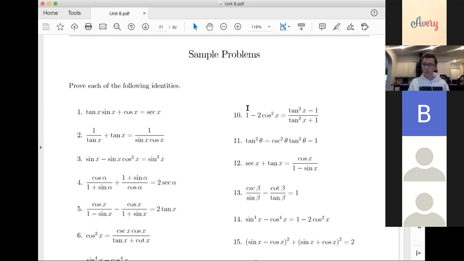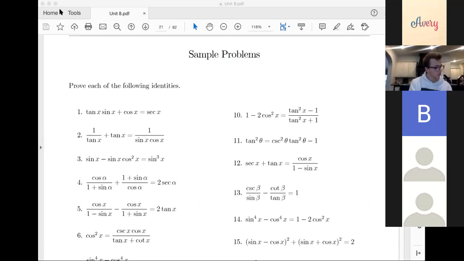So what we're going to talk about today is our last set of identities then, if no one has any more questions. The last ones that we are going to be using are the sum and difference identities, and I'm going to go ahead and pull those up here.